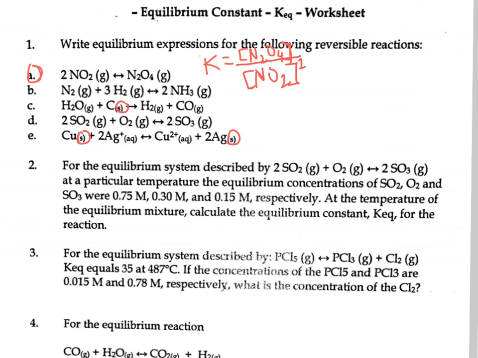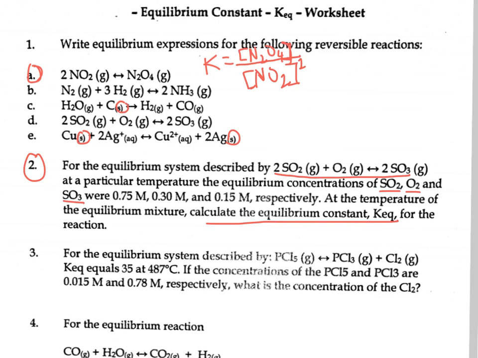All right, so let's do one of these math problems together. Let's just then go ahead and do number 2 here, okay? So you can see that this is the chemical reaction. It gives us the concentrations of SO2, O2, and SO3. And then it says at the temperature of the equilibrium mixture, calculate the equilibrium constant Keq.